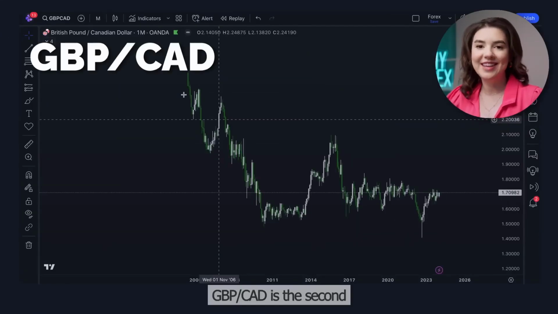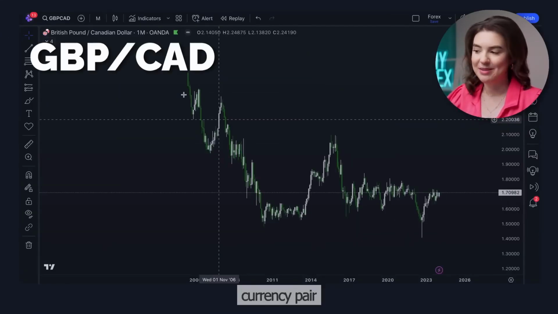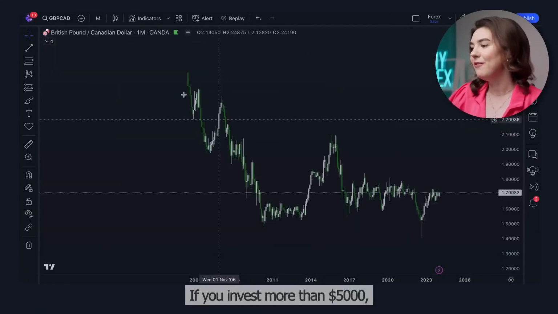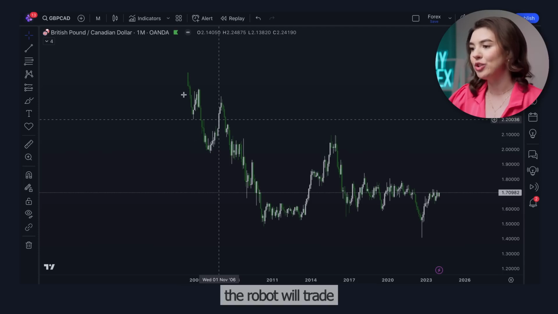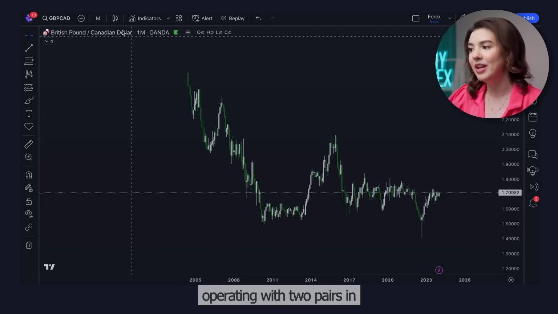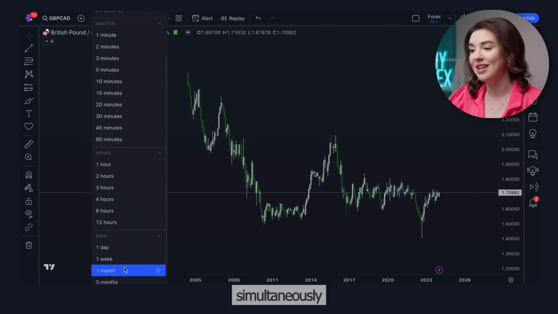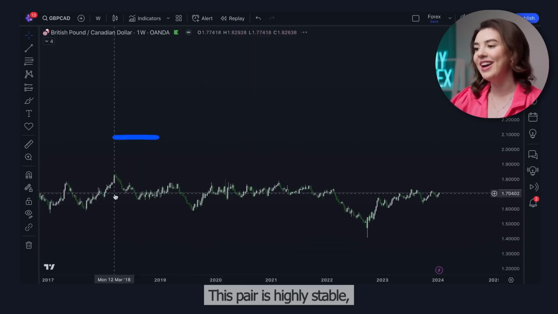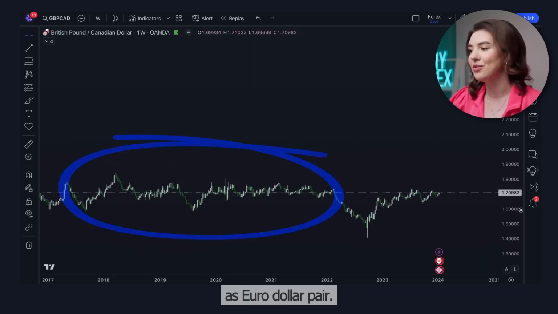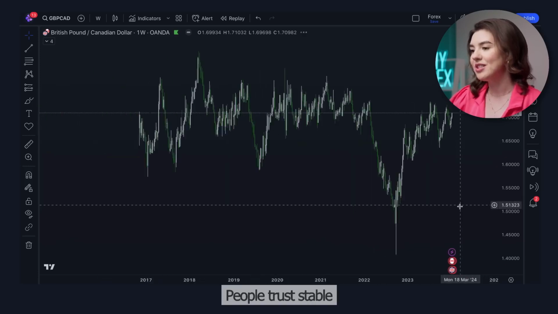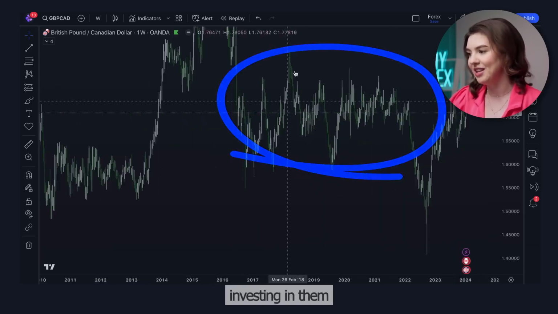Pound sterling Canadian dollar is the second currency pair. If you invest more than $5,000, the robot will trade on it in the mode of operating with 2 pairs simultaneously. This pair is highly stable. It's roughly the same as euro-dollar pair. People trust stable currencies and prefer investing in them.